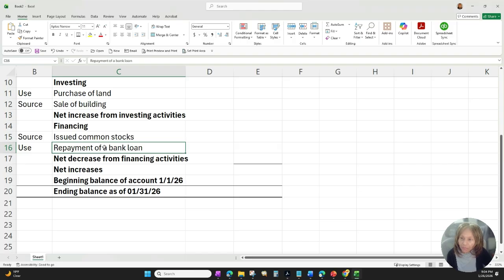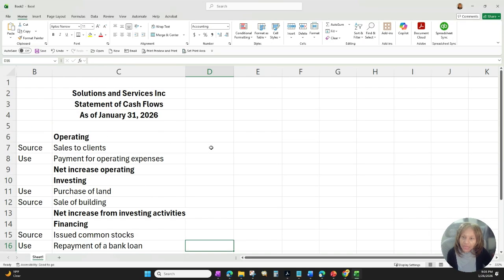The repayment of a bank loan is a way of the business using the cash. It could also be cash paid as dividends or cash paid to the vendors and suppliers of the business, because the business might have purchased stuff on account before, and therefore creates an accounts payable, and when that accounts payable is paid, cash is used. In this example we don't have an accounts payable, but that's one of the ways in which the cash is used.